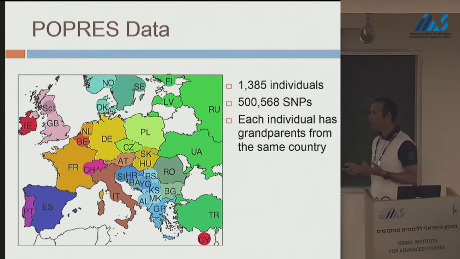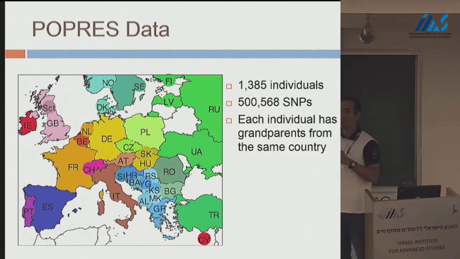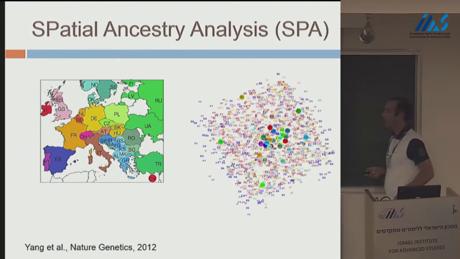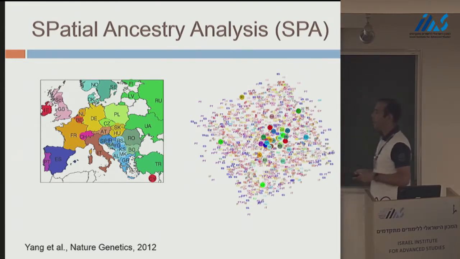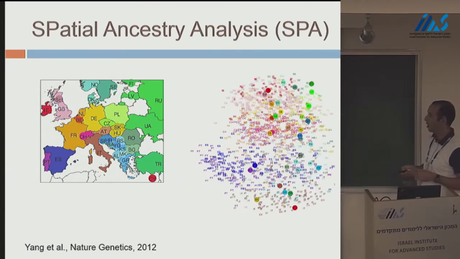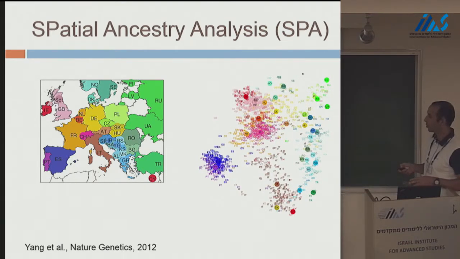So we took the same data that I showed you from John Novembre's PCA map. For every individual here, we know where the four grandparents are from, so basically they're coming from one place. And we ran our algorithm on it. In the algorithm, you start with just placing the individuals in random places. Then in every iteration, you learn what the maps are of every SNP. And once you know what the maps are, you try to remap the individuals. These are the iterations that you see, and you see how after just a few iterations, you get very close to the map of Europe.